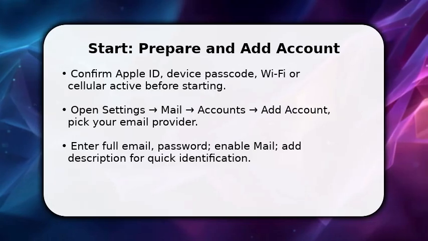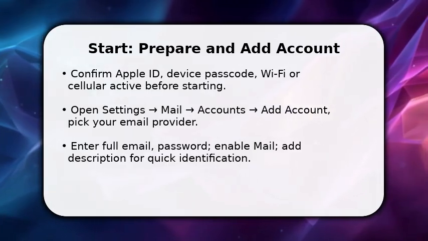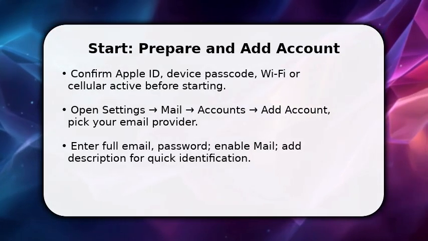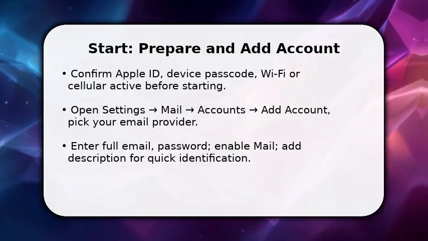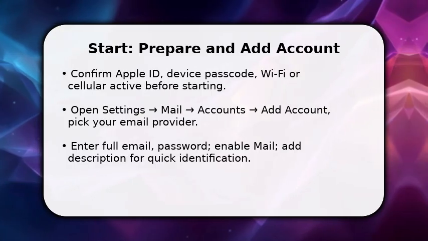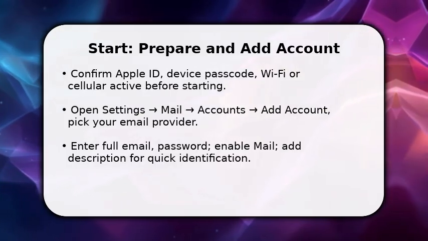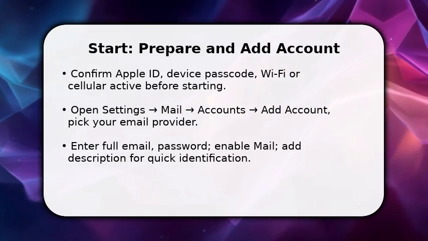You'll begin by confirming two essentials: that your iPhone has network access and you know the email credentials. Once done, go to Settings, tap Mail, then Accounts and choose Add Account. This launches the provider list so you don't type server details unnecessarily.